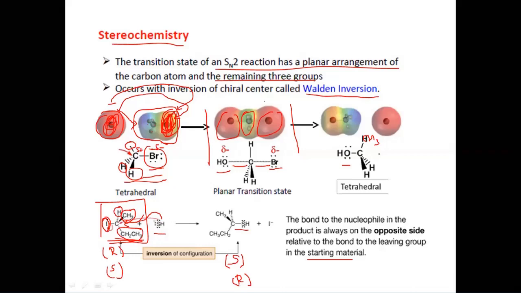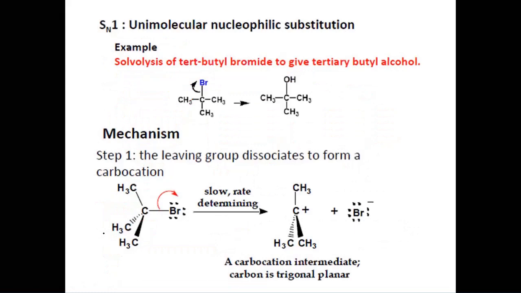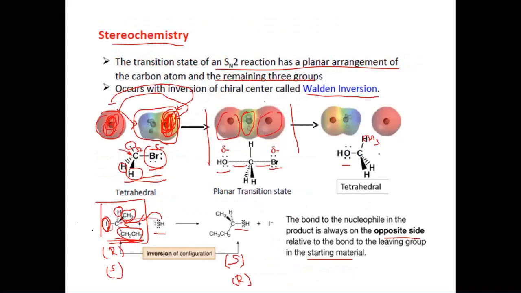Suppose you are taking an optically active alkyl halide as a substrate and you perform an SN2 reaction, then you can expect inversion of configuration, because the nucleophile prefers to attack from the side opposite to the bond breakage between the carbon and the halide. Okay, now it's clear with SN2? Yes, sir.